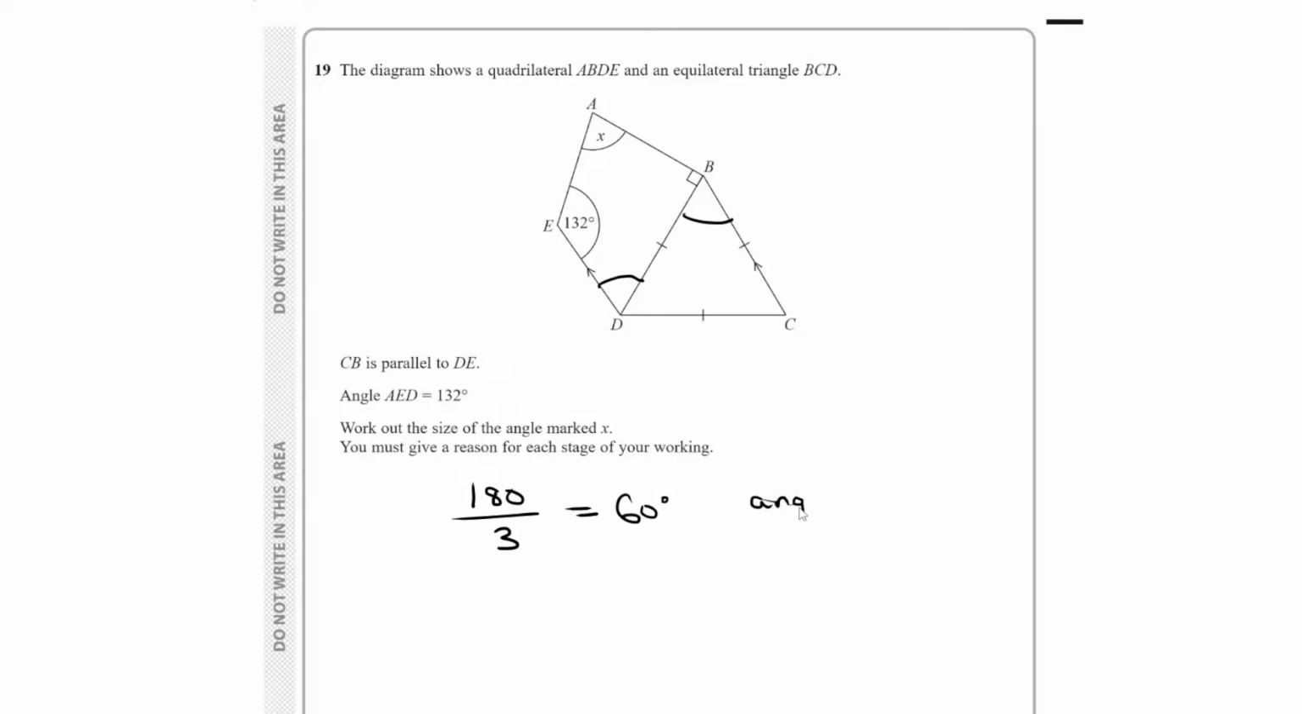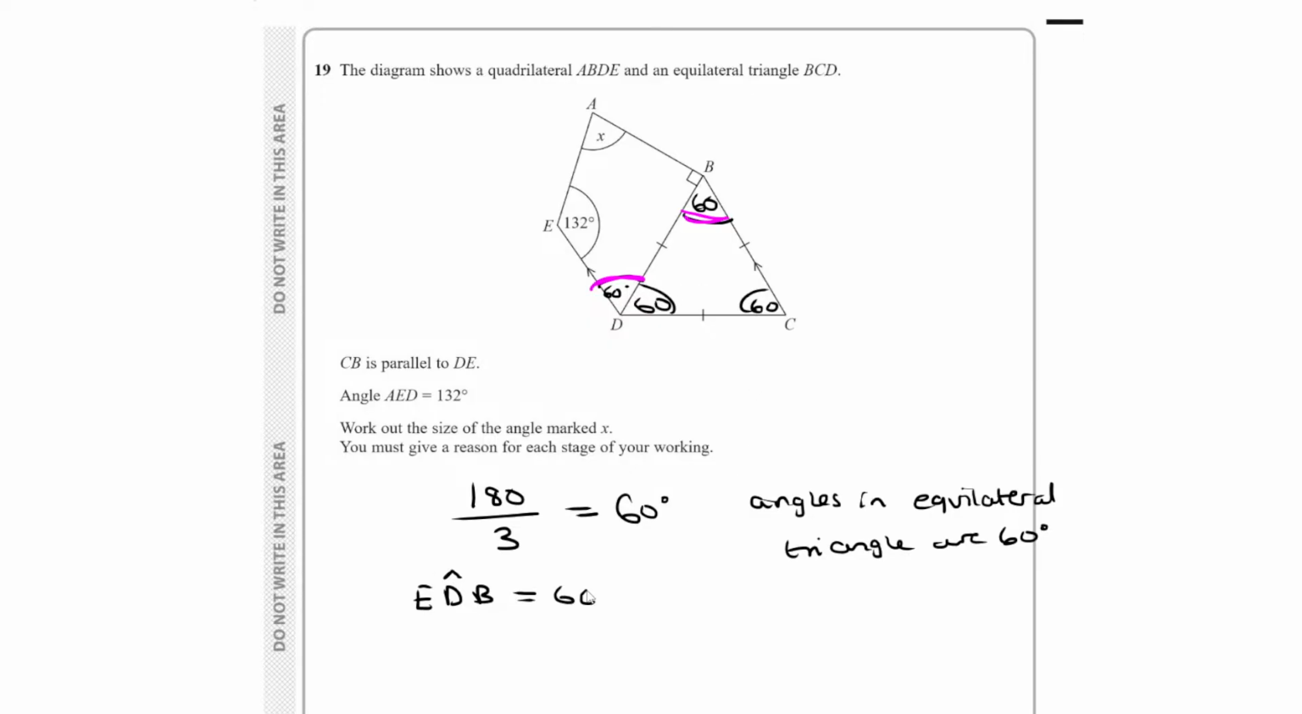Because you could just say angles in equilateral triangle are 60 degrees, just copy the word that they've put at the top. So that's 60 here. Technically so is this, technically so is this, but the whole point was that I wanted this one because that's equal to this one, isn't it? So then I can say that one's also 60. So EDB, that's the angle, is also 60.